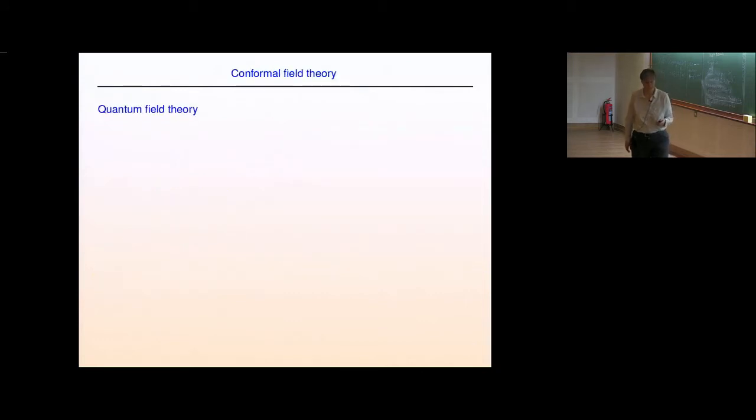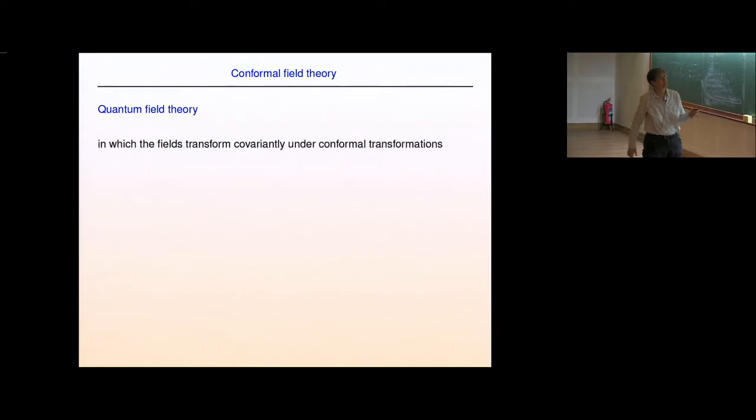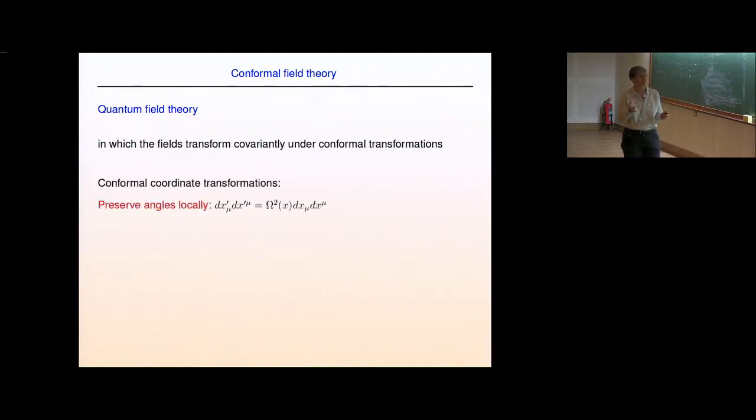Okay, so on the other side of the correspondence, in addition to this anti-de Sitter space, we have the conformal field theory. Now, what is a conformal field theory? It's a particular kind of quantum field theory, in which the fields transform covariantly under conformal transformations. Conformal transformations are coordinate transformations, and they are defined by this equation here.